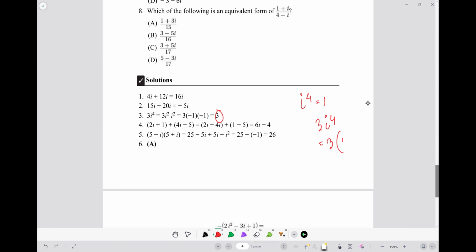What is 4i plus 12i? What is 59 minus 12i? What is 3i to the power 4? What is the sum of this? What is the product of this and this? We all know that. What is an equivalent form of this? It's a nice question.